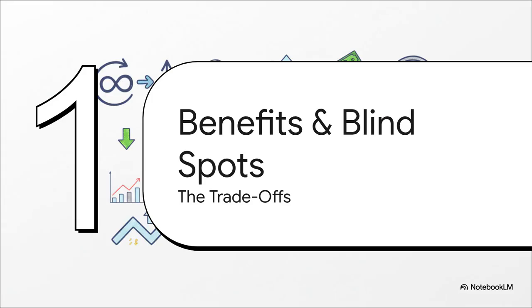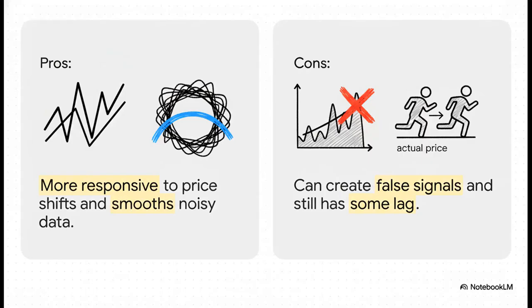But hey, let's be real. No tool is a silver bullet. The EWMA's greatest strength is actually tied to its biggest weakness. So to give you the full story, we have to look at both its benefits and its blind spots. So on the plus side, it's super responsive, and it does a pretty good job of smoothing out the meaningless little jitters in price. But on the downside, that exact same responsiveness can sometimes trick you, creating false signals in a choppy sideways market. And let's not forget, while it is faster than an SMA, it's still looking backward, so there's always going to be some lag.